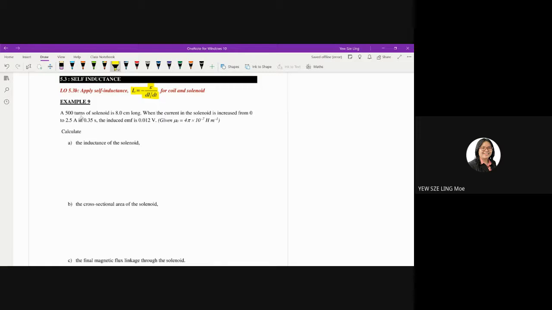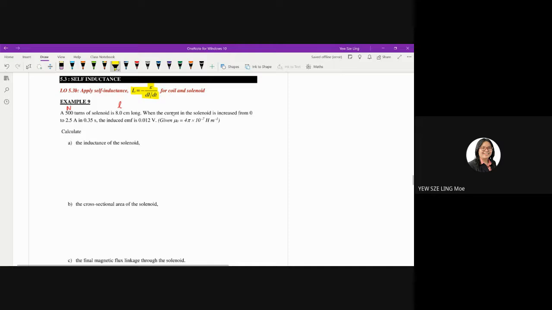So question 1, example 9. A 500 turn solenoid, this is your N, is X cm long. So you have L right here. When the current in the solenoid is increased from 0 to 2.5 ampere in 0.35 seconds.